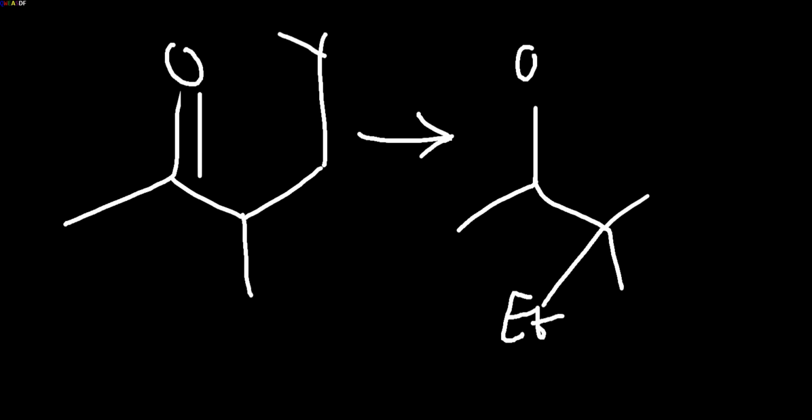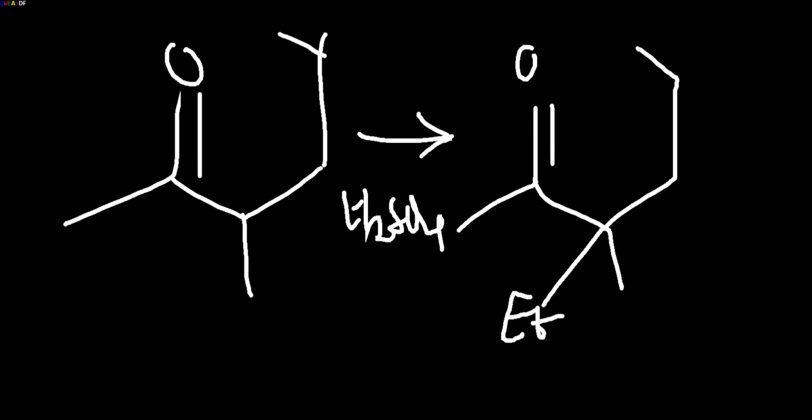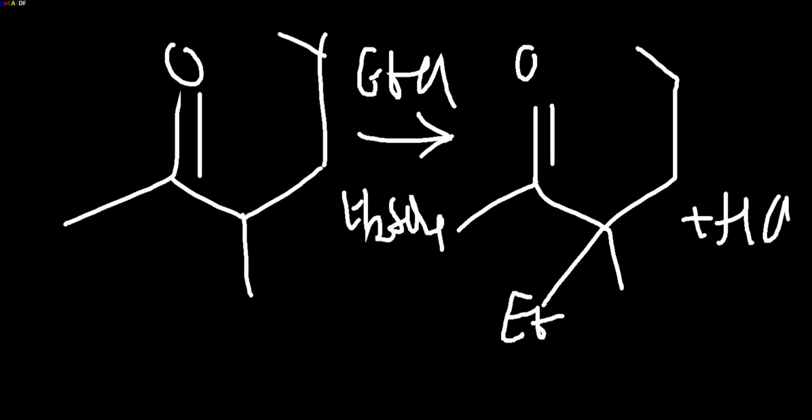There's the ethyl, and then that's like a propyl group, right? And there's the ketone under acidic conditions and with the ethyl chloride, of course. And there's our byproduct of hydrochloric acid.